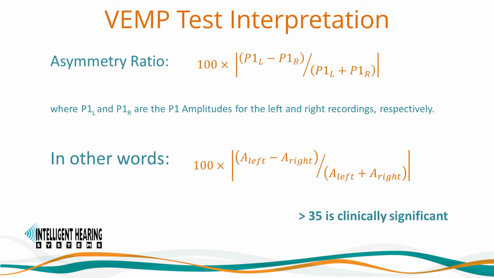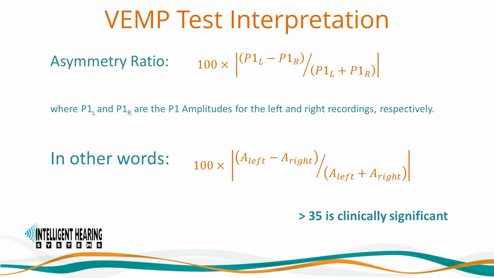VEMP test interpretations have been focused primarily on amplitude or threshold asymmetries between the right and left sides. The asymmetry ratio is determined by selecting 2 VEMP recordings, one each for the left and right side. Using the following asymmetry ratio, where P1L and P1R are the P1 amplitudes for the left and right recording respectively, the equation is amplitude on the left minus amplitude on the right, divided by amplitude of the left plus the amplitude of the right. Taking that absolute value and multiplying it by 100 will provide you the asymmetry ratio.